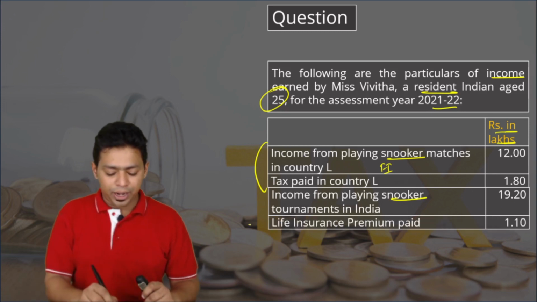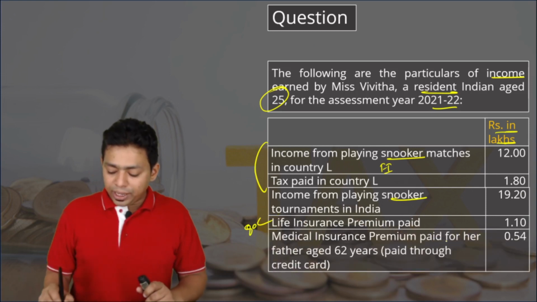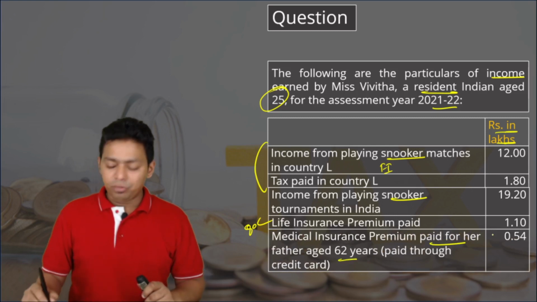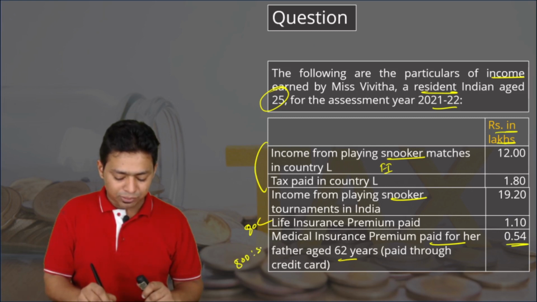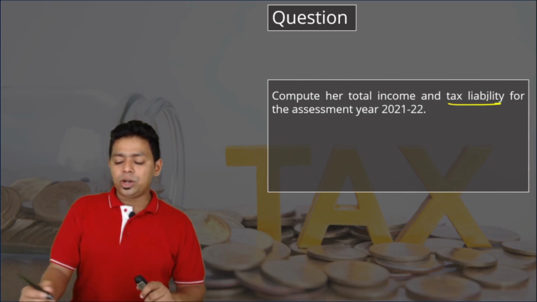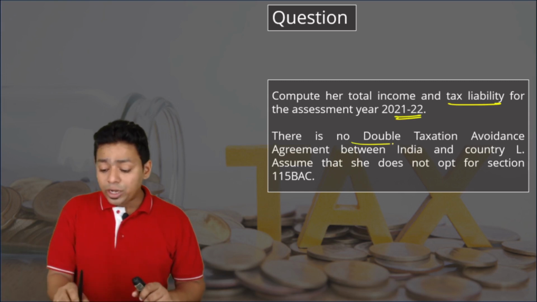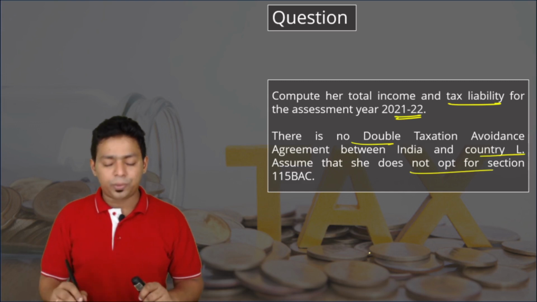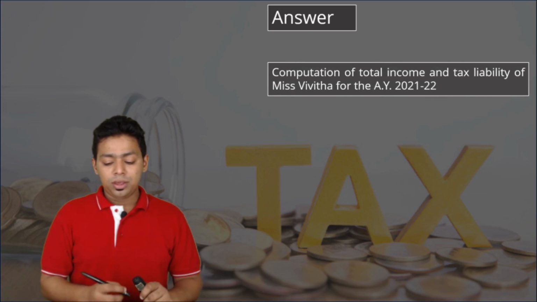Life insurance premium paid, ATC, full amount will be allowable because 1.5 lakh is the limit. Medical insurance paid for her father, age 62 years, paid through credit card. We will assume he is a resident in India and we will give the deduction under section 80D, but maximum 50,000. Compute total income and tax liability for assessment year 21-22. There is no DTAA agreement between India and country L. Assume that she has not opted for 115BAC. Again, almost a similar question, very easy question.